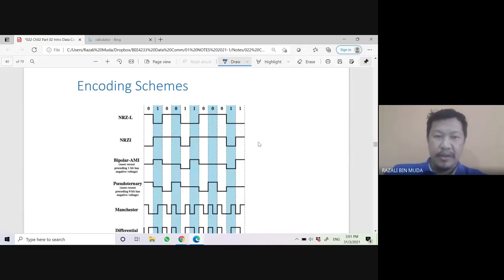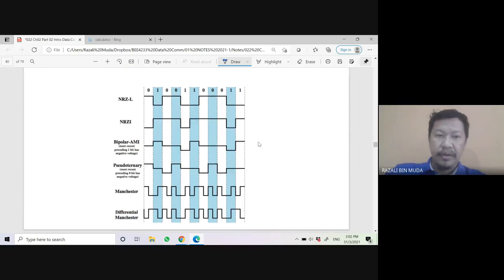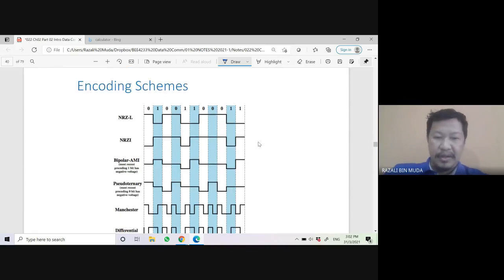Okay, so these are the types of line coding or encoding schemes.